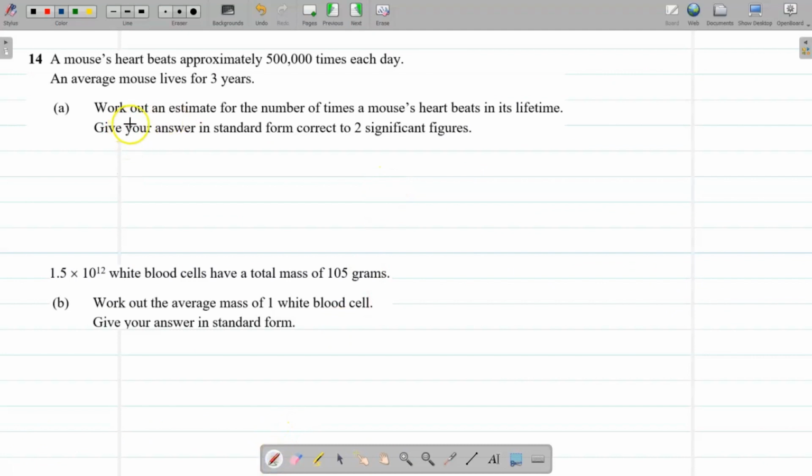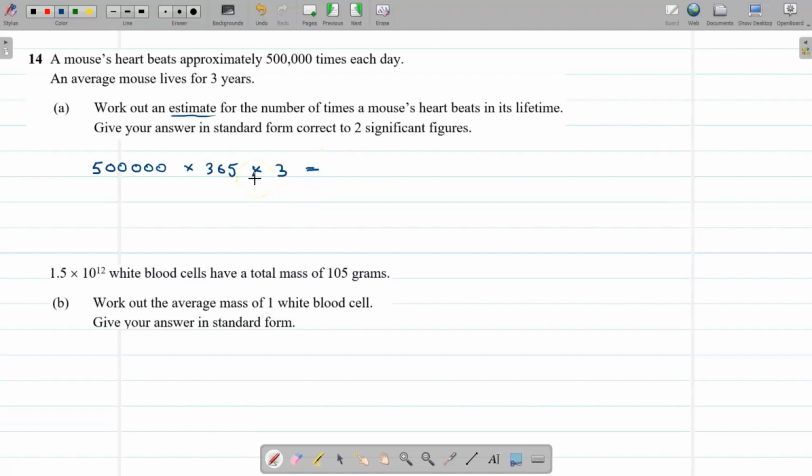Now, in this question, it's asking us to work out an estimate for the number of times a mouse's heart beats, but the reason it's using that word there is because it's telling you it's approximately 500,000 times each day. So what we need to do is we need that number. We need to know that there's 365 days in a year, so that's the number of times it would beat in a year, and then times it by 3 because it's about 3 years, which is the life expectancy.